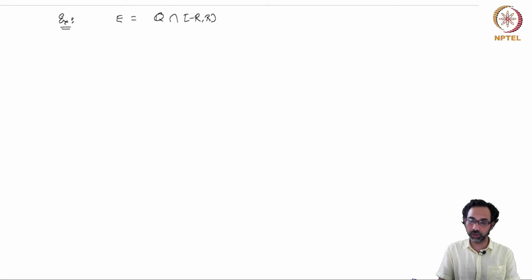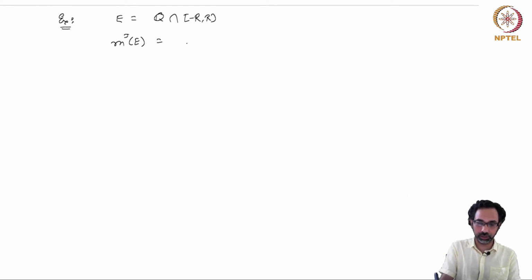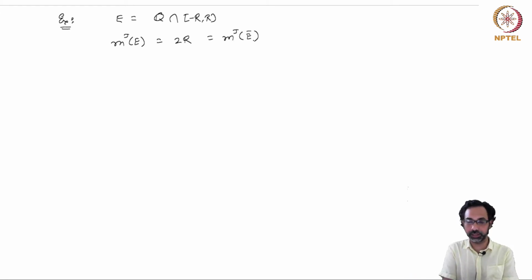So let's take a set similar to the last set we took, when giving an example of a non-Jordan measurable set. Here I am taking E to be the rationals in the interval from -R to R. The outer Jordan measure is of course going to be 2R, because this is the same as the closure of the set E. The rationals are dense in this interval, and when you take the closure, you get the whole interval from -R to R. So the length of the interval is 2R.